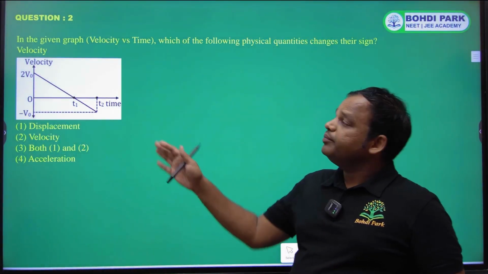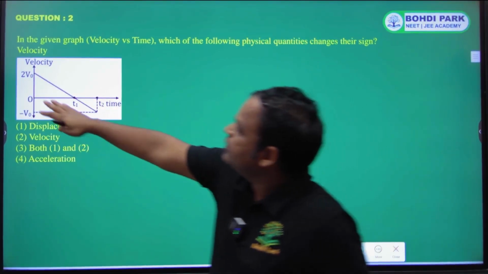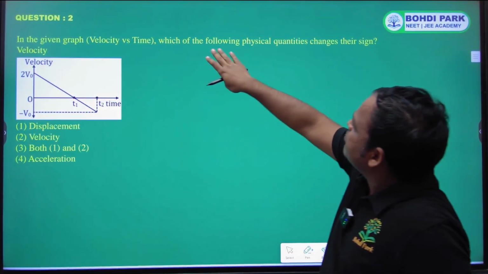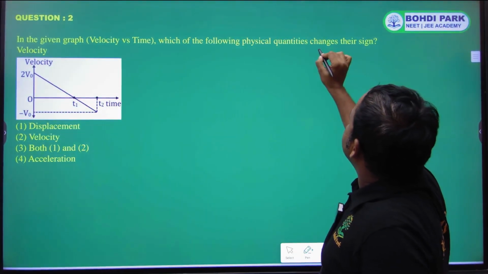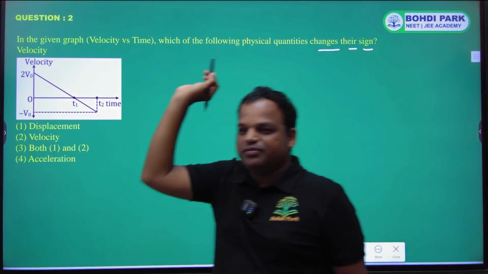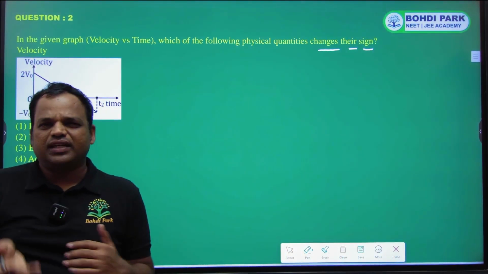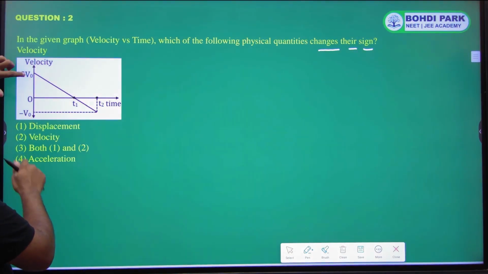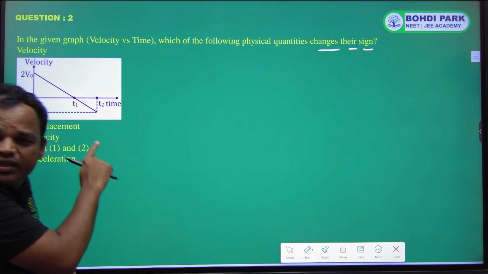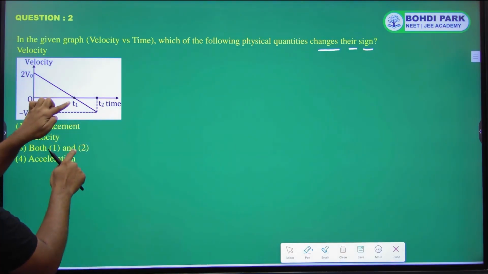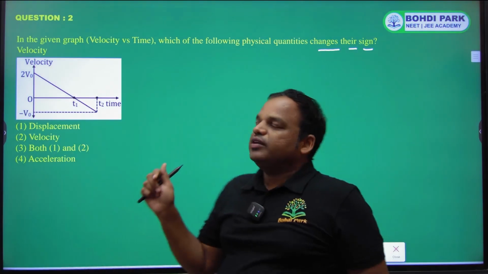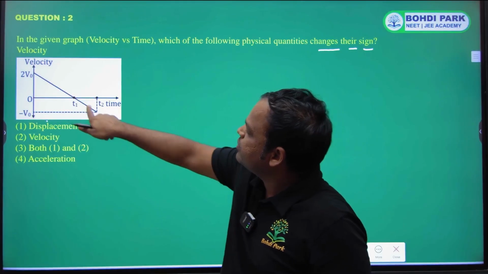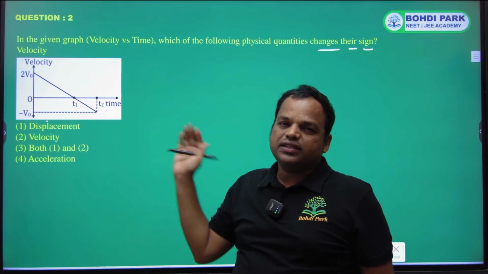Now question number 2. You look at this graph. The graph is of velocity and time. In the given velocity-time graph, which of the following quantities changes its sign? Plus to minus or minus to plus? Clearly, if we consider this velocity, between 0 to t1, velocity is positive, and t1 to t2, velocity is negative. So velocity changed its direction.